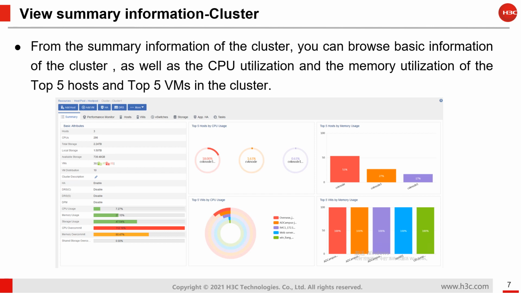Now let's talk about the summary information of the cluster. From the summary information of the cluster, you can browse the basic information of the cluster, as well as the CPU utilization and the memory utilization of the top 5 hosts and the top 5 VMs in the cluster. We can see the example in the figure. Top 5 hosts by CPU usage: the number 1 is 3K node 3. It takes 18% of CPU usage. And the top 5 hosts by memory usage: the number 1 is 3K node. It takes over 15% memory usage.